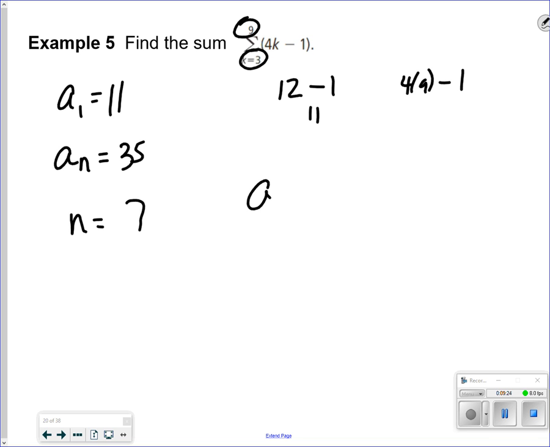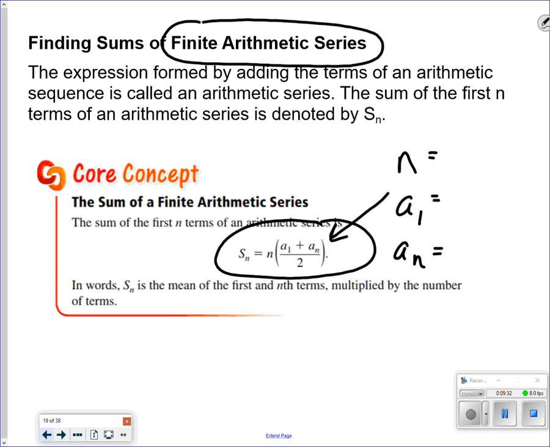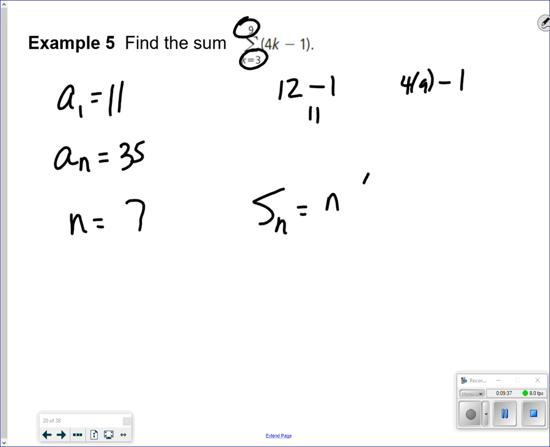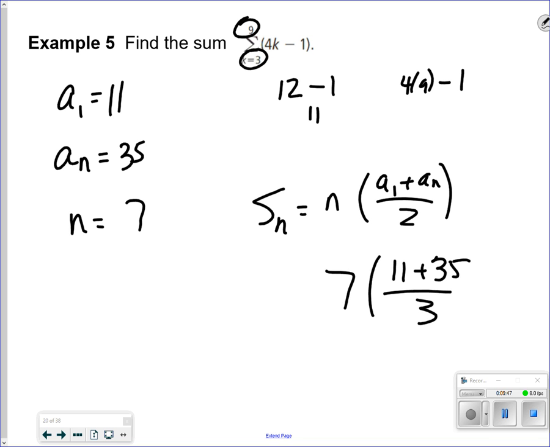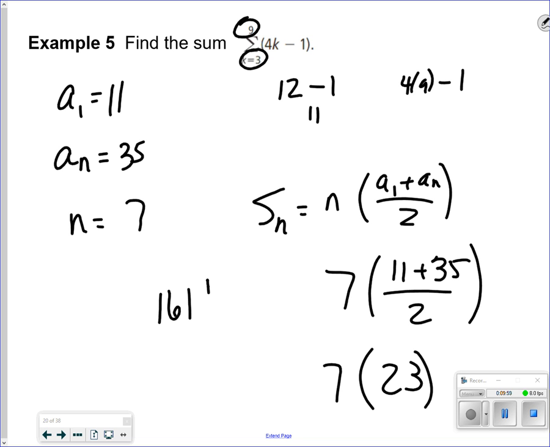Well, I now have enough information. If you need to go back to the previous page, okay, I'll go back then. The sum formula is n, parentheses a sub 1 plus a sub n times 2. So n, a sub 1 plus a sub n divided by 2. So if there's 7 terms, first term is 11, the last term is 35, divided by 2. So that's 23. And 23 times 7 is 161.